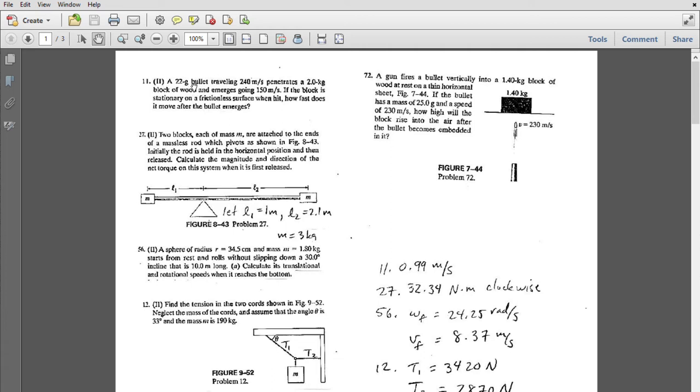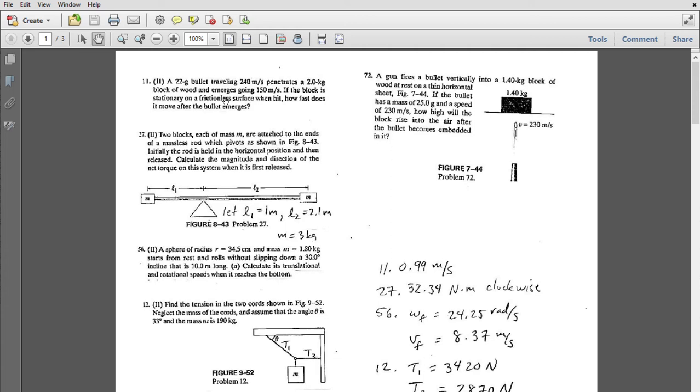Problem 11 here: a 22-gram bullet traveling at 240 meters per second penetrates a 2-kilogram block of wood and emerges at 150 meters per second. If the block is stationary on a frictionless surface when hit, how fast does it move after the bullet emerges? That sounds like a collision, an inelastic collision, because a lot of heat is going to be generated by the friction as the bullet goes through and emerges out the other side of the block. So initial is the bullet moving and the block at rest, and final is the bullet moving at the lower speed as it exits the other side and the block moving at some unknown speed.